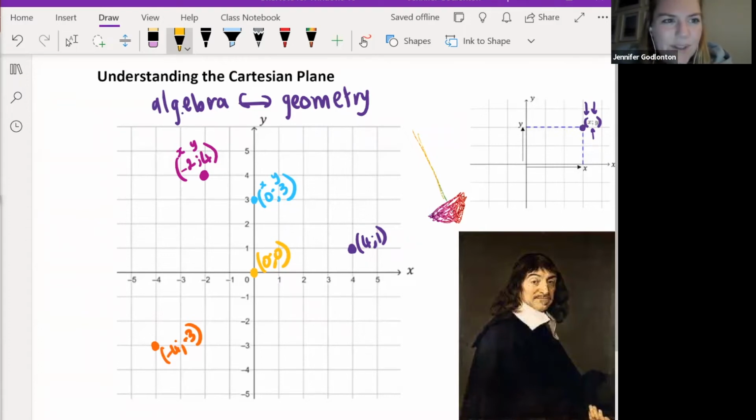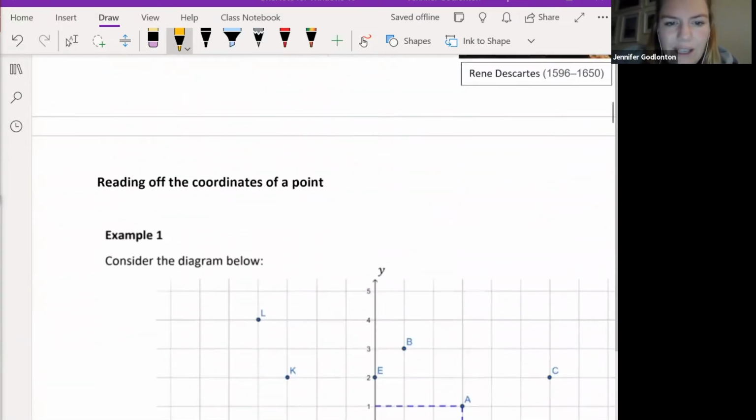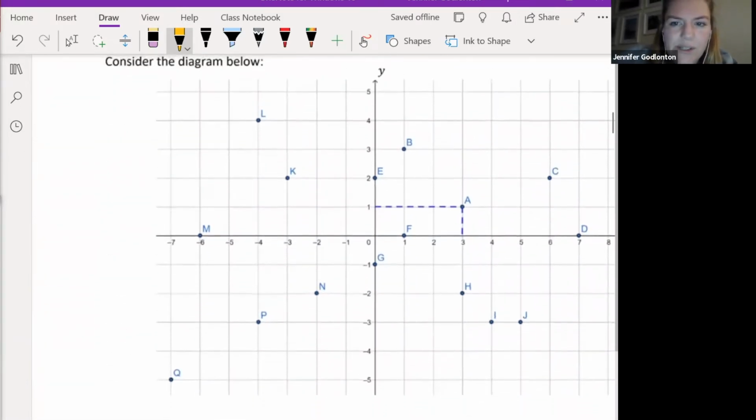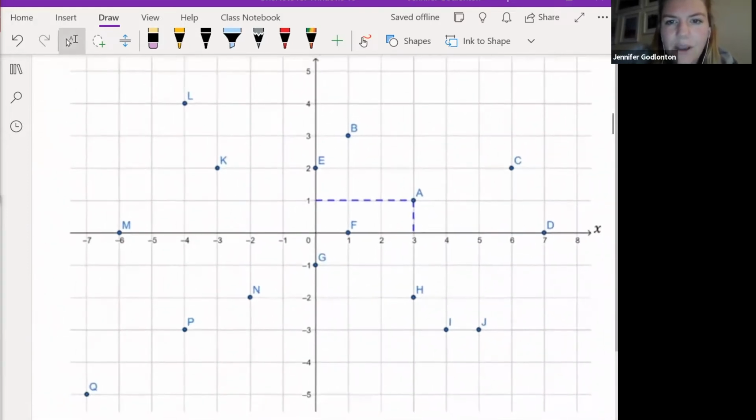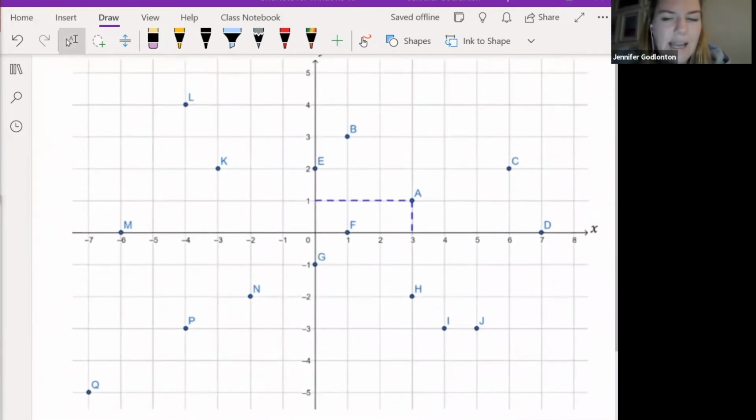Okay, cool. So this is sort of the idea of finding coordinates. We're going to spend a little bit more time on it, and then we're going to move on to something else. So over here, we're going to read off some coordinates from this picture. I'm going to start you off. I'm going to do A. If I'm looking at A, then my coordinates for A would be 3 and 1.